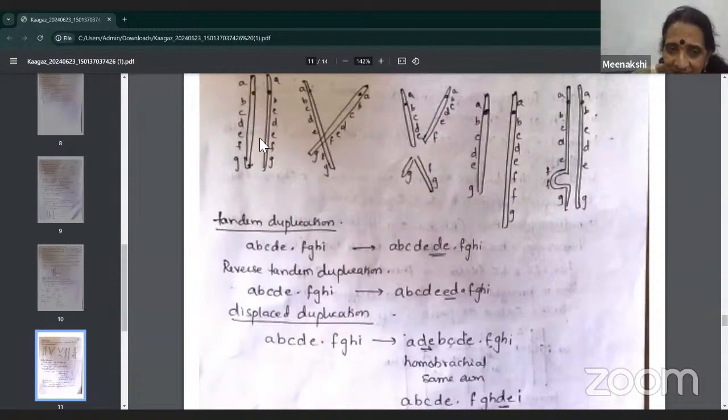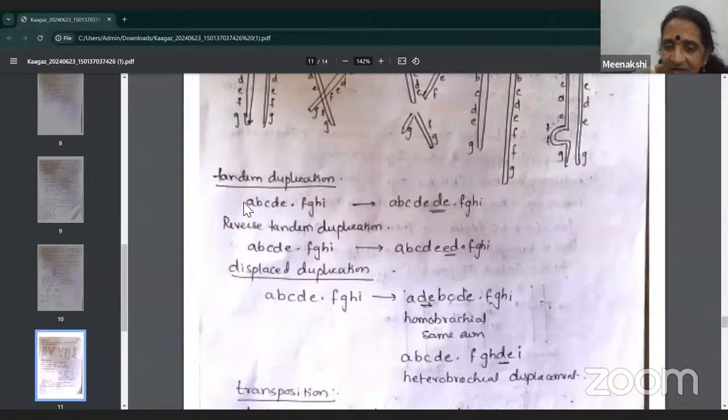Then tandem duplication, the different types of duplications are there. Tandem duplications, you see, A, B, C, D, E. We are seeing the duplication at this particular point. That's why I put a dot here. F, G, H, I. These are the gene sequence. Now, duplication is occurring for DE. DE is duplicated. Tandem, that is automatically somewhere some parts have been done. So this is called as a tandem. The same gene will be repeated again and again. So that is called as a tandem duplication.